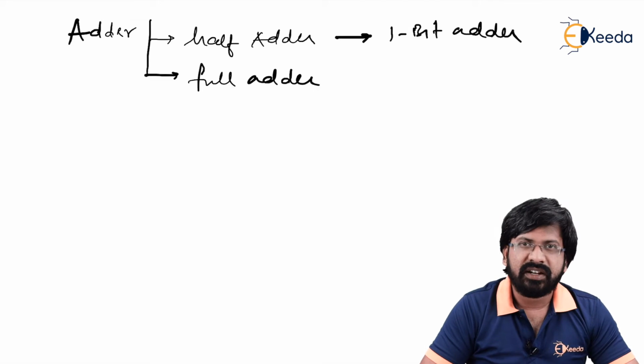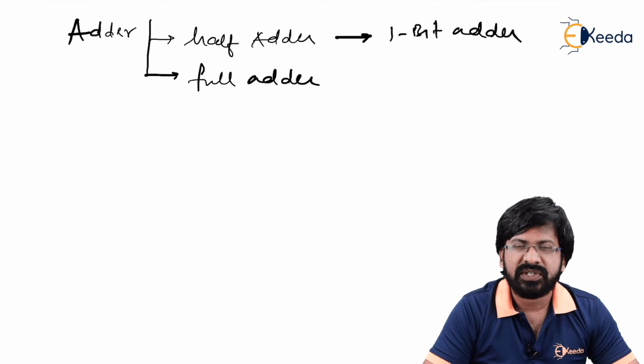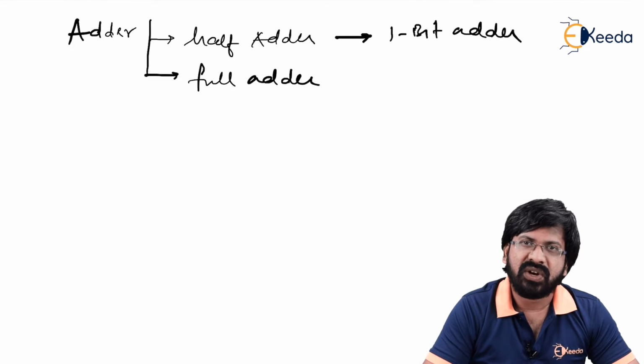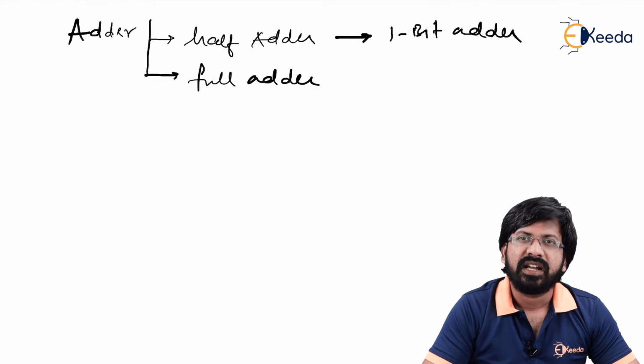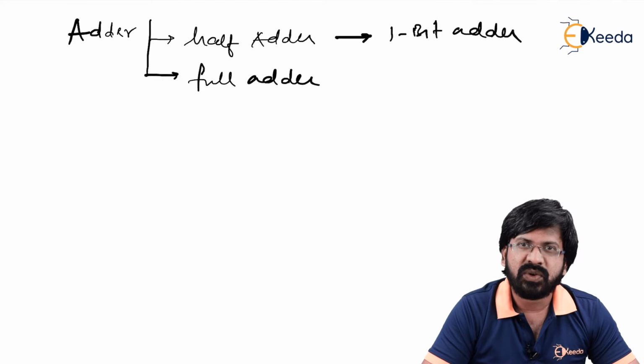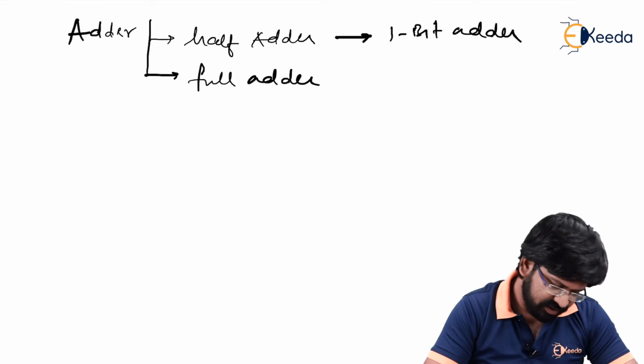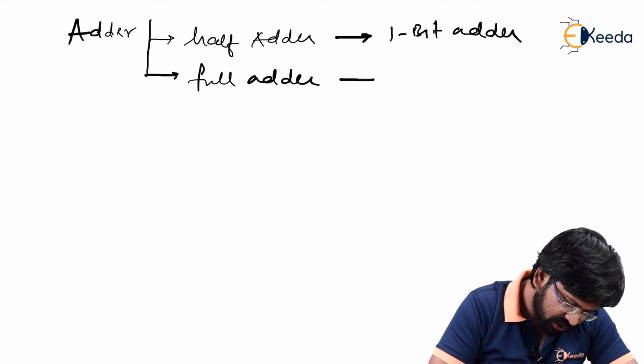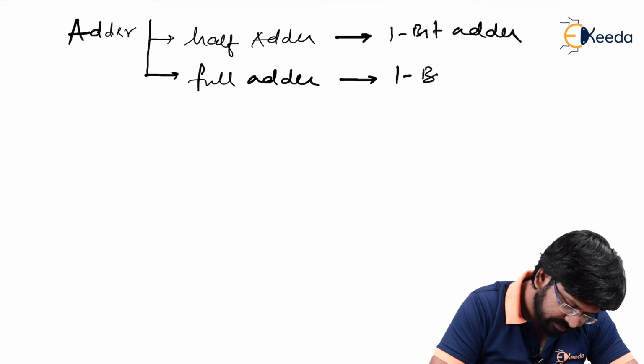When it comes to full adder, this is also a 1-bit adder. Reason, even though there are three inputs which are A, B and C, the size of A, B as well as C is individually 1 bit. Not only that, the sum is also 1 bit. In that case, we say full adder is also a 1-bit adder.